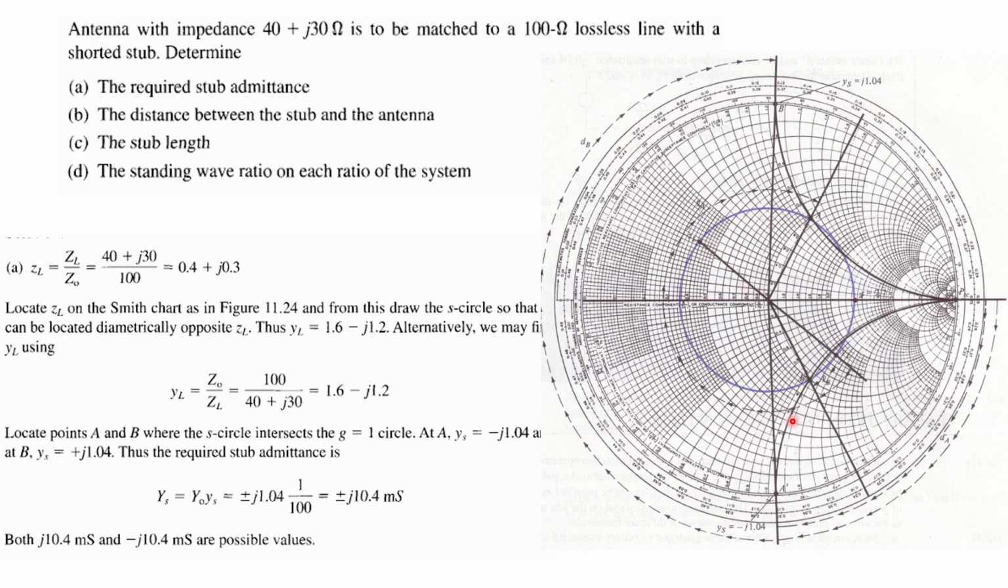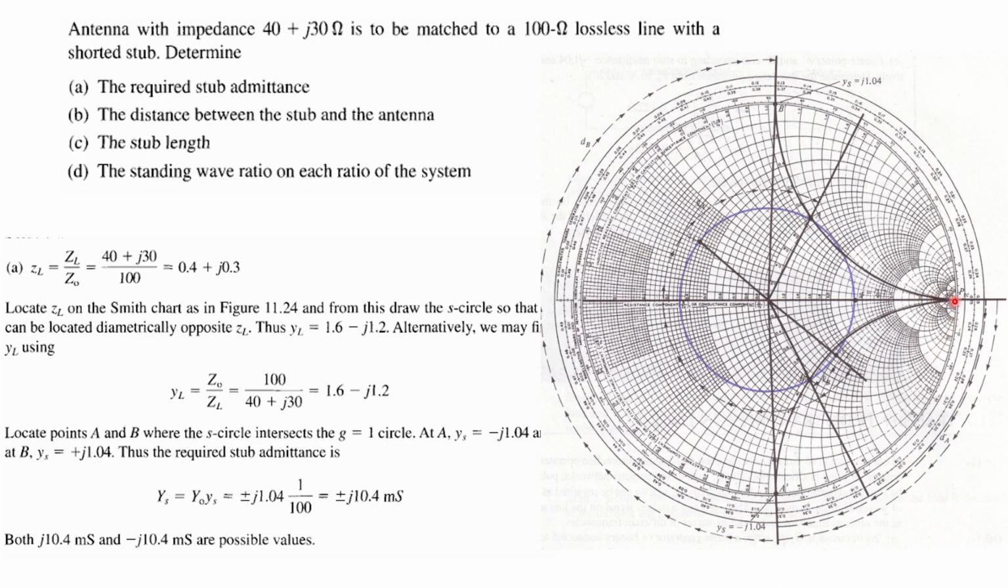So now the intersection points of the s circle and the r is equal to 1 circle will have two intersection points. Suppose the intersection points are A and B. So now extend from the 0, A point and B point, right? Corresponding to the A point and B point, now find out the j values, that is your stub admittance. So j plus and the lower one is minus.